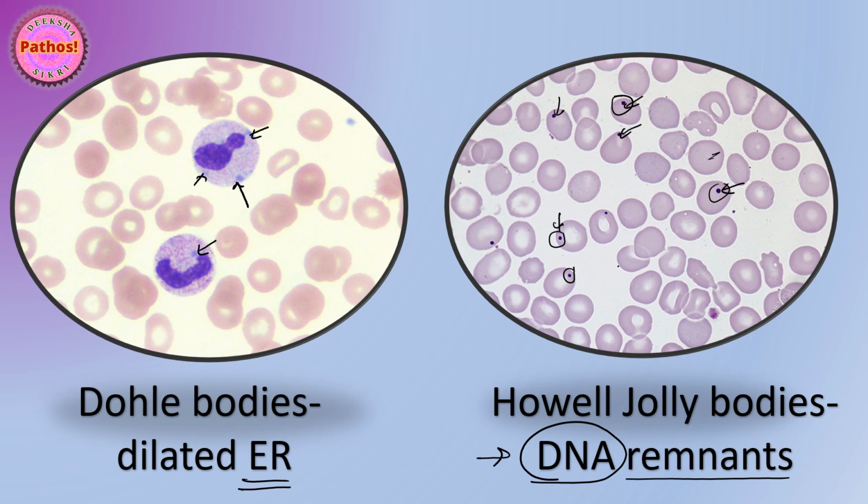So they're seen in a variable number of conditions. Don't mug a list of conditions. Always ask yourself, why is it seen? And once you know the why, every other condition presents in front of you, you'll be able to explain why Howell-Jolly bodies are present. So these are two very interesting slides for hematological conditions with some basophilic inclusions.